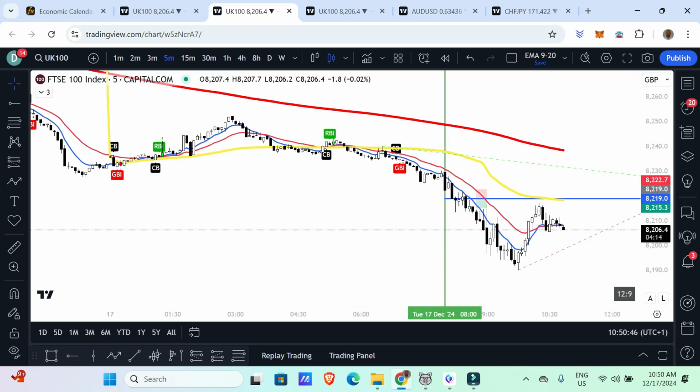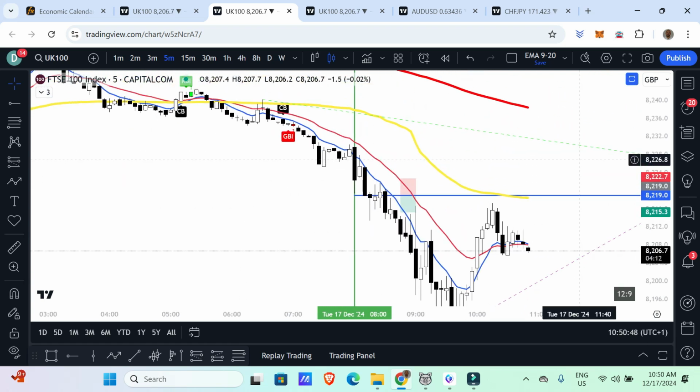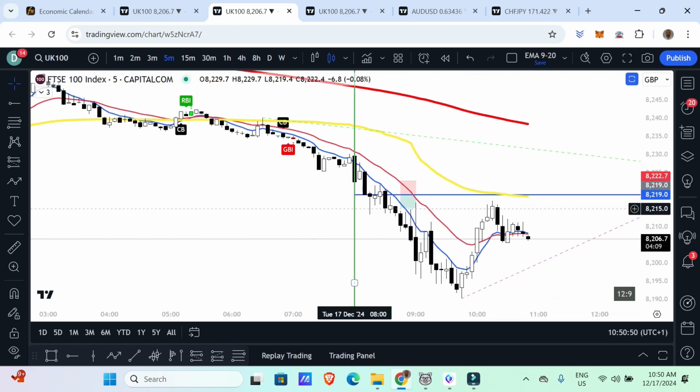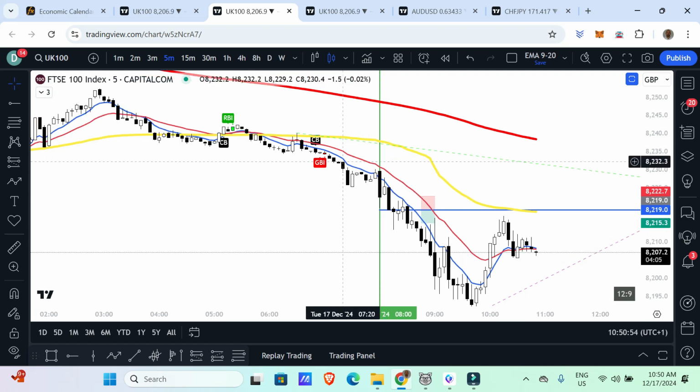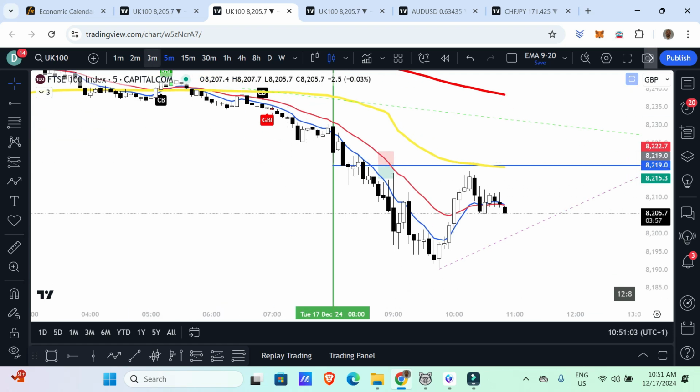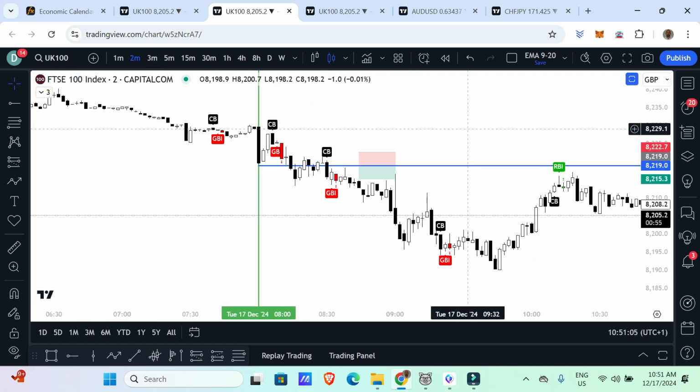Let's go to the 5 minutes. What happened here again? This is opening 8 AM. Well, the blue line is below the red one. So we are in the downtrend. We are just looking for shorts, for selling, right? On the 5 minute, we got nothing. We go to the 2 minute.